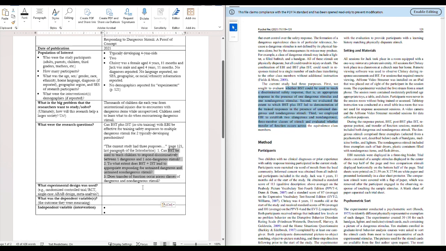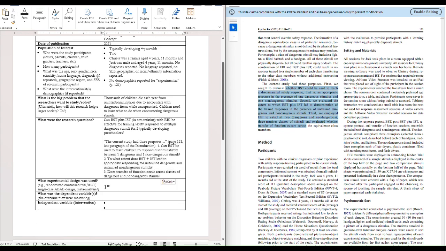Okay. So then what experimental design was used? This means what was the type of experiment that they conducted?